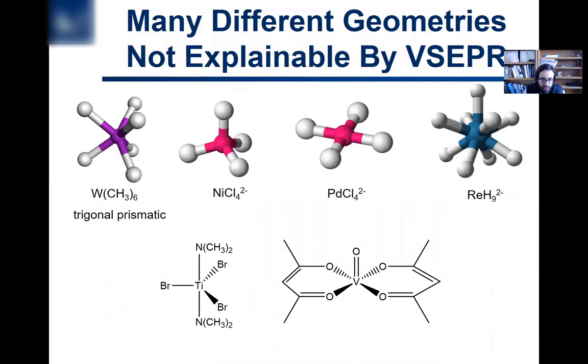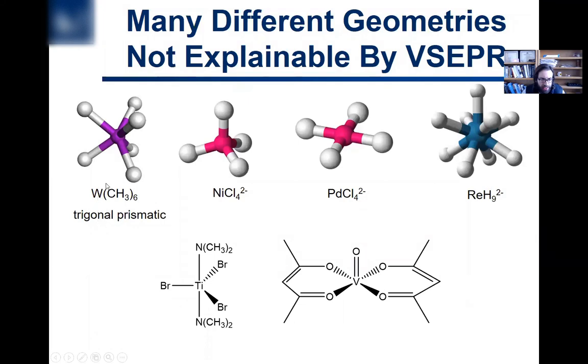VSEPR. So why, for instance, do we have a nickel chloride complex that is tetrahedral, but a palladium complex that is square planar? Palladium, if you look on the periodic table, is right below nickel. So they're in the same family, same number of d electrons, same oxidation states of 2 here, different geometries. One of them is a VSEPR geometry, one of them is not.